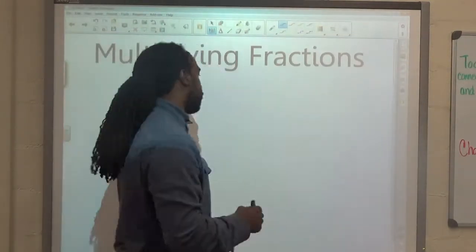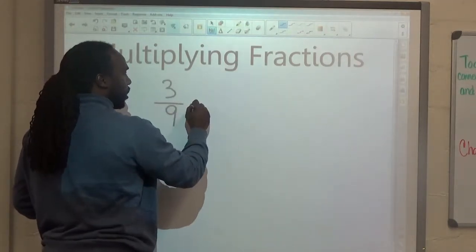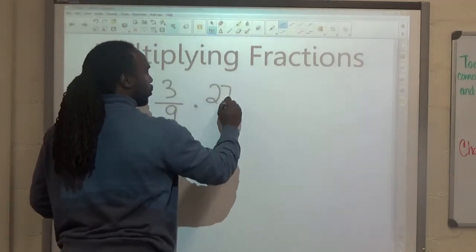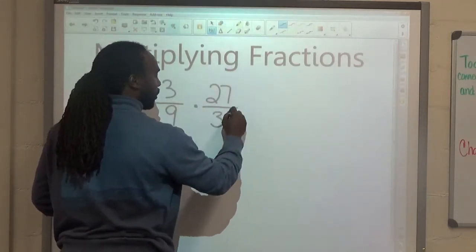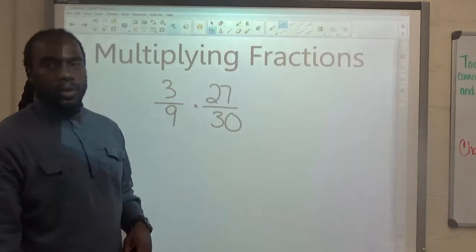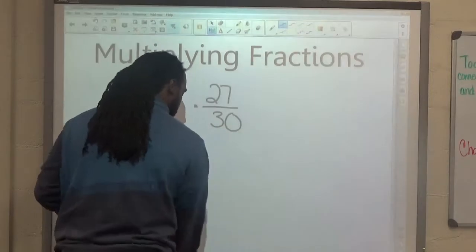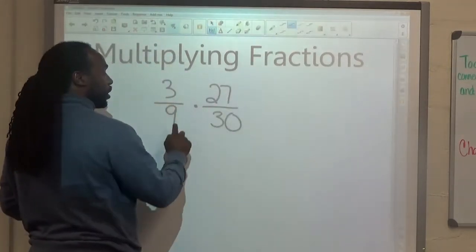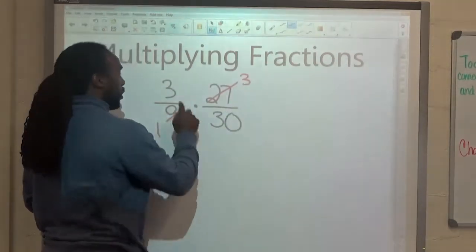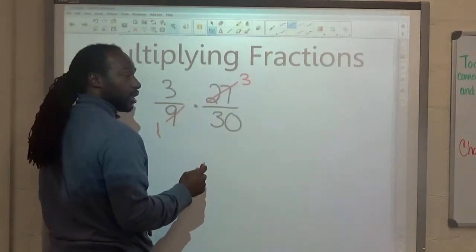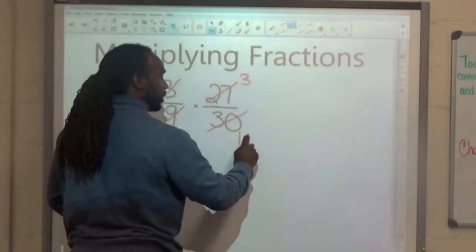Let's say I were to do 3/9 multiplied by 27/30. Okay? We know we could simplify here. You would look diagonal. Okay, look diagonal. What I would actually do is 9 goes into 27 one time. 9 goes into 27 3 times. 3 and 30, the greatest common factor would be 3. 3 goes into 3 once. 3 goes into 30 10 times.